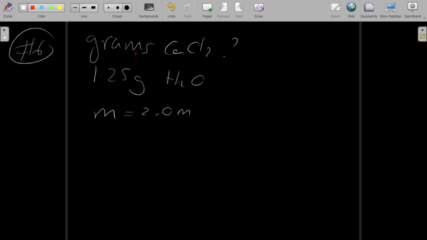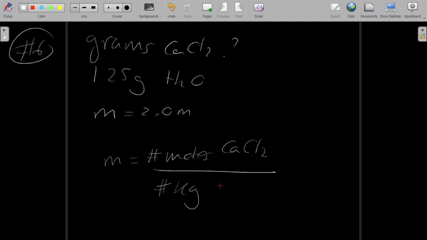To find the number of grams, you need to first know the number of kilograms. You find the number of kilograms from the molality, because molality is the number of moles of your solute. Who is the solute here? The calcium chloride. Actually, you need moles to find this, because you're not trying to find the solvent, you're trying to find the solute, divided by the number of kilograms of your solvent, which is the water. From here, I can find the moles of calcium chloride, and once I have moles, I can translate that into grams.